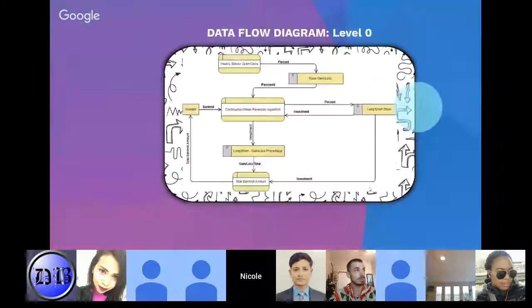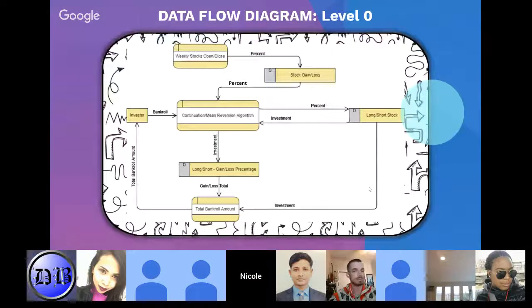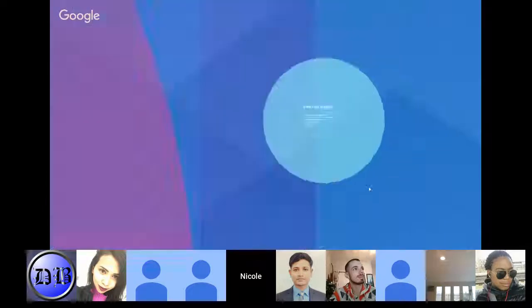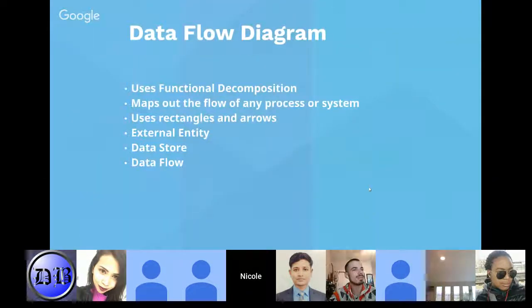Can you go on the data flow? The data flow diagram, or DFD for short, also known as the level 0 DFD, uses a functional decomposition to take a complex process and break it down into smaller pieces so it's easy to digest.